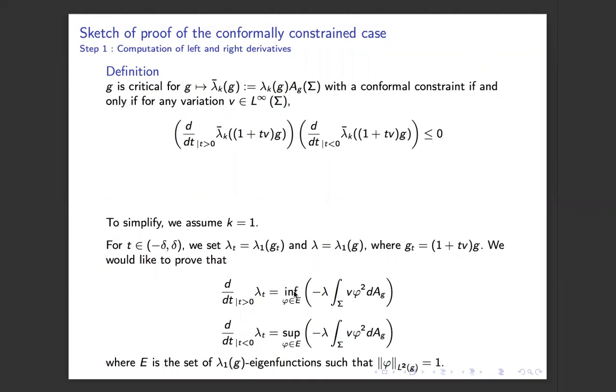So we find that if the multiplicity of the first eigenvalue is equal to 1, then the left derivative and the right derivative are equal. It's because it's a branch of eigenfunctions, which is smooth. But when it is multiple, this quantity may be different. And we expect that for critical metrics, they always have different signs. So let us compute these quantities.